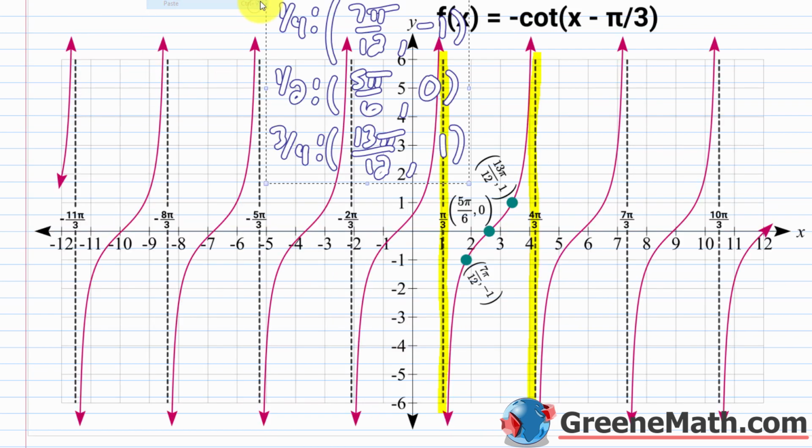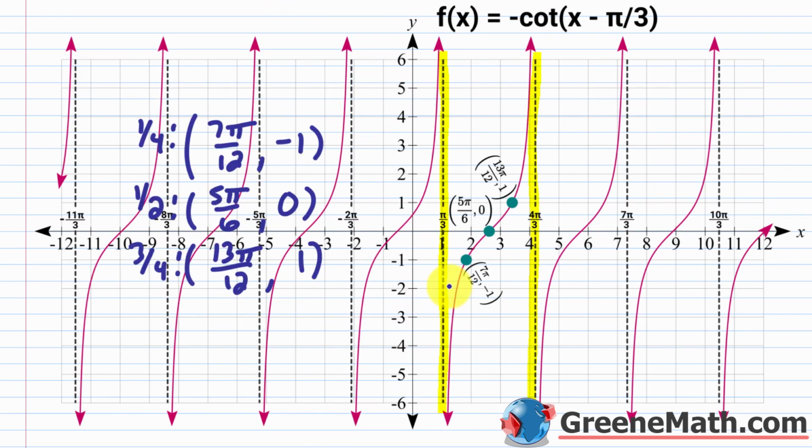So let me paste this in and we can just check this real quick. So for the first quarter point, you're looking at 7 pi over 12 comma -1. So there's your 7 pi over 12 comma -1. For halfway, you have 5 pi over 6 comma 0. Here's your 5 pi over 6 comma 0. And then for 3/4 of the way, you have your 13 pi over 12 comma 1. So here's your 13 pi over 12 comma 1.